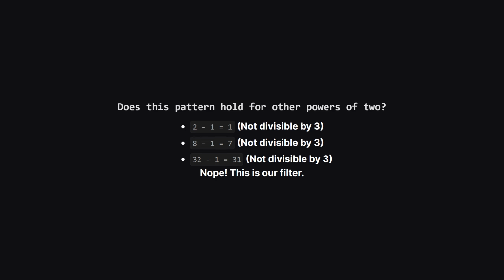Now, let's check if this pattern accidentally includes those other powers of 2 we want to exclude. What about 2? 2 minus 1 is 1, not divisible by 3. What about 8? 8 minus 1 is 7, also not divisible by 3. It works. This divisibility by 3 rule is the special filter we were looking for.